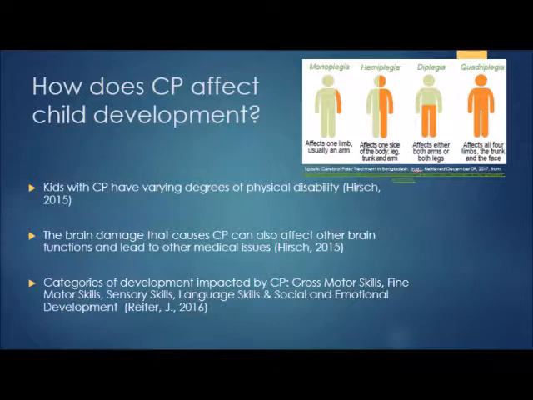It also affects categories of development. These are gross motor skills, fine motor skills, sensory skills, language skills, and social and emotional development. Gross motor skills are needed to reach major milestones in early life, such as head control, crawling, sitting, and walking. When CP affects these skills, children diagnosed with it tend to reach their milestones later than their peers usually would.